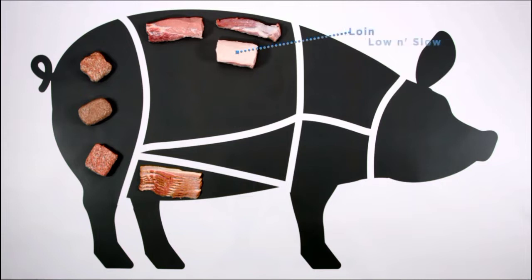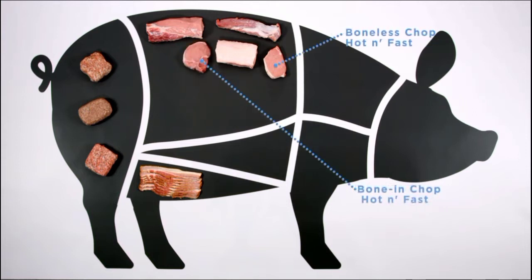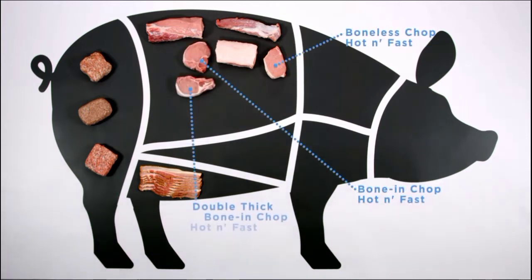Below, we can see the pork loin. Lean, tender, quick cooking, it has a tendency to dry out. From the loin, we have three versions of chops. We have the boneless chop, a bone-in chop, and of course, the double thick bone-in chop.